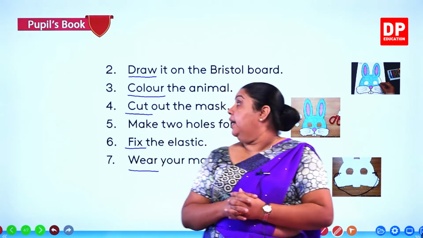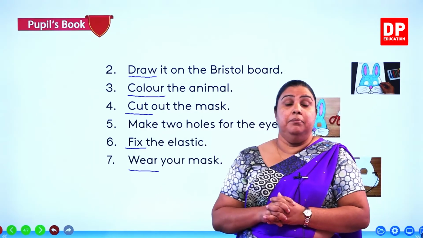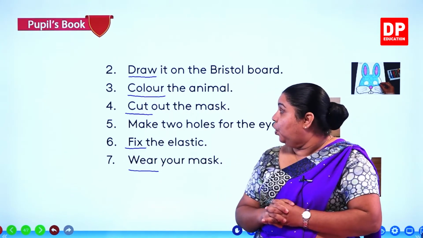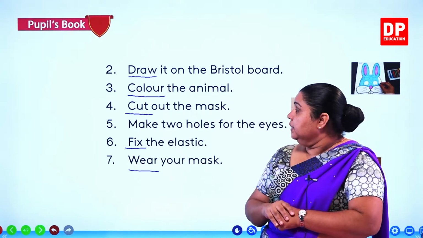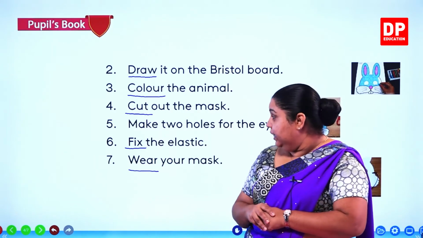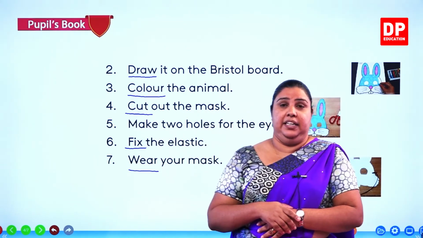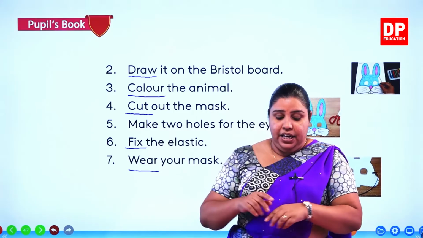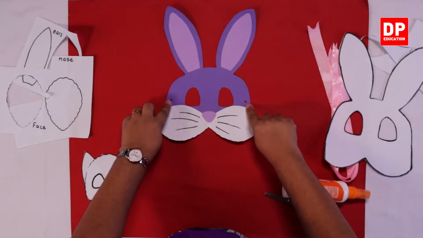Then as we saw in our method, the steps that we have to follow: you cut out the mask, make 2 holes for the eyes, fix the elastic. Now to fix the elastic, you need to make 2 holes like this.